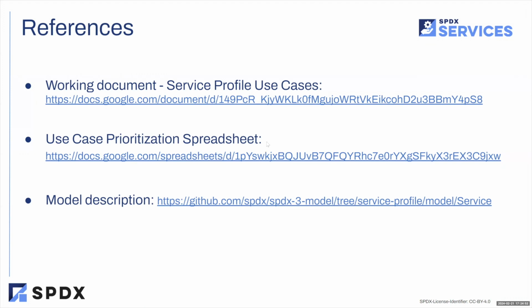I have a link for the prioritization spreadsheet where each of us voted on the different spreadsheet items for you. And the actual model description is in a branch in the GitHub repo. If you use this link, it'll take you right to the parts of the model that we've already agreed on. And there's a few pull requests in GitHub where we have some in-progress standardization going on as well.